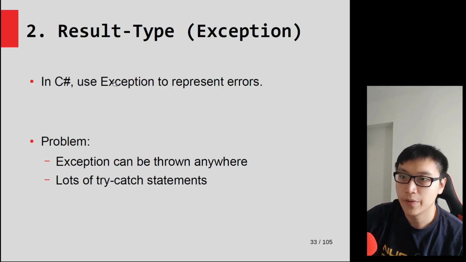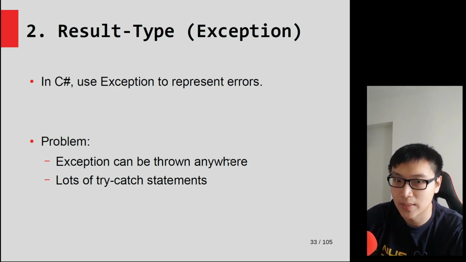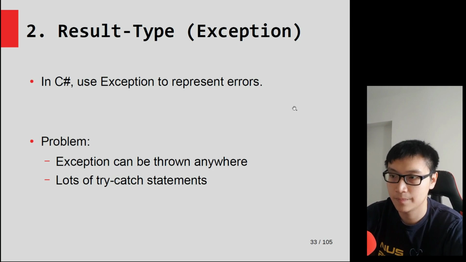In C#, we use exceptions to represent errors. It's a perfectly fine way to do programming in C#, but there are a couple of problems with this style of programming. One is that your exception could potentially be thrown anywhere. So if you have some code that you expect to return an integer, and suddenly it throws an exception, it makes your code less reliable. There could be exceptions appearing anywhere. You could potentially need a lot of try-catch statements in order to handle all those error cases, which could make your code look a little bit messy.